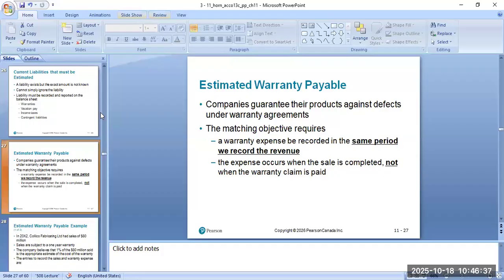All right, you ready? Yes, Prof. Okay, then. Let's continue with this estimation of the warranties. Let me share my screen again, and let's continue with this.